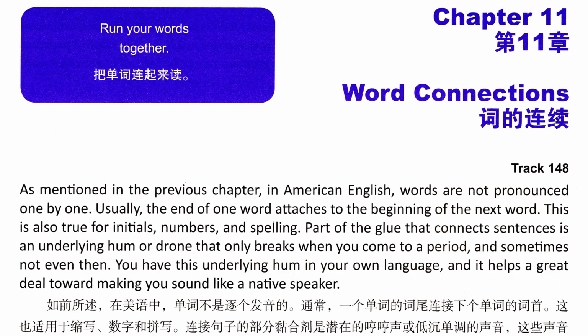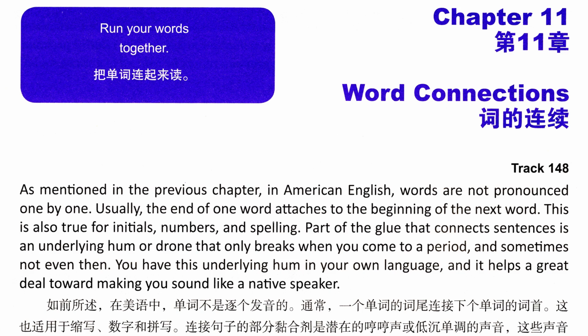Chapter 11, Word Connections. As mentioned in the previous chapter, in American English, words are not pronounced one by one. Usually, the end of one word attaches to the beginning of the next word. This is also true for initials, numbers, and spelling.